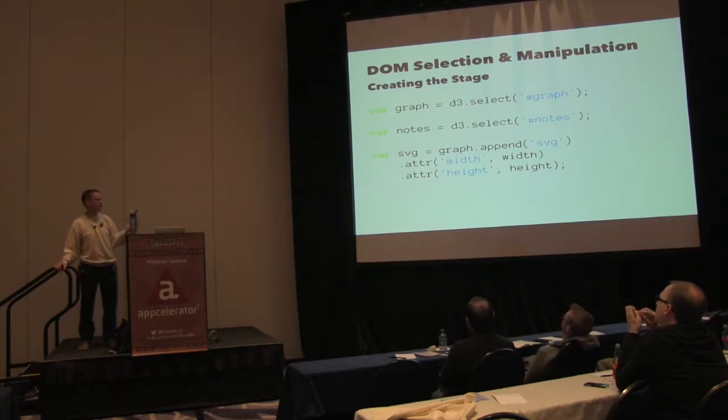With jQuery, you could have a container append an SVG, and the append method in jQuery returns the same parent object that you started with. So in jQuery, graph append SVG would return the graph container. In D3, the append method returns the appended object and not the parent. So it's different from jQuery, but what graph.append returns is the appended SVG element.